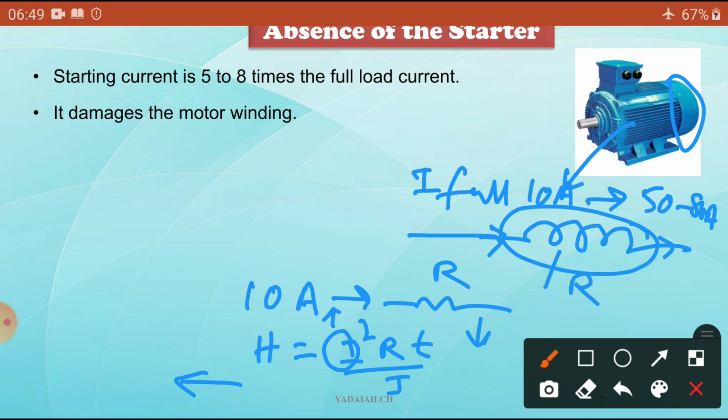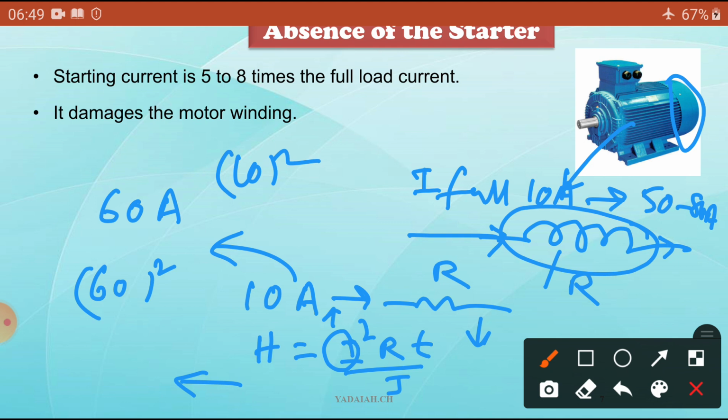But initially, instead of drawing 10 amperes, it will draw nearly 60 amperes, for example. Then what is the formula? 60 squared instead of 10 squared. Resistance is common, so the heat developed is 6 squared, many times more, enormous. So the temperature rises inside the motor and it is unable to cool properly. The heating of the machine increases, and then the insulation over the winding may fail.